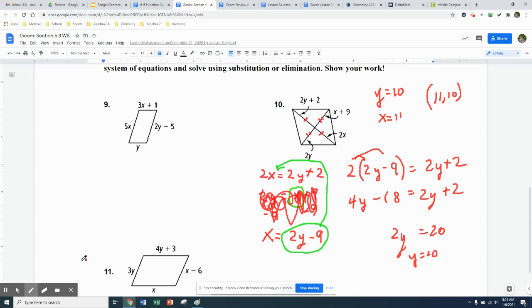And just letting you know, there will be one of those on your quiz tomorrow. So one where you can set up your system of equations and you will be able to use substitution. That'll be what you can use.